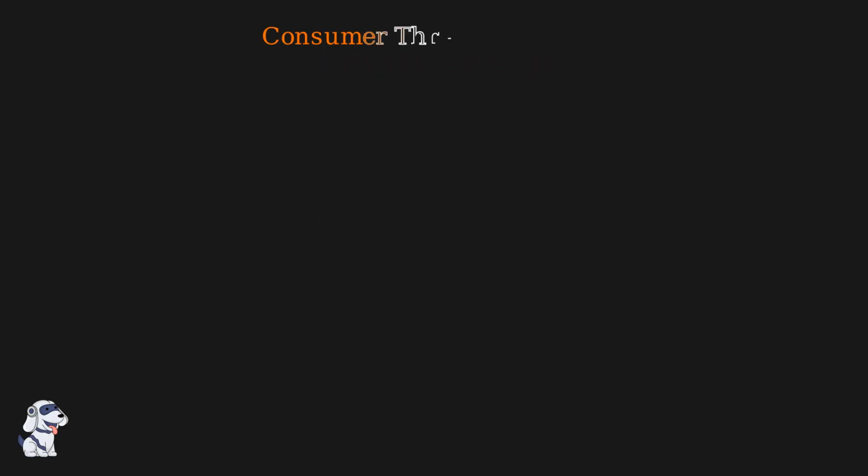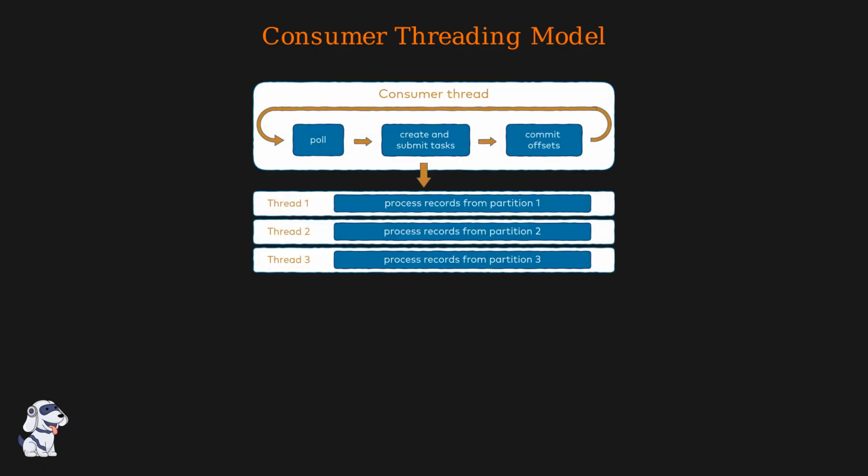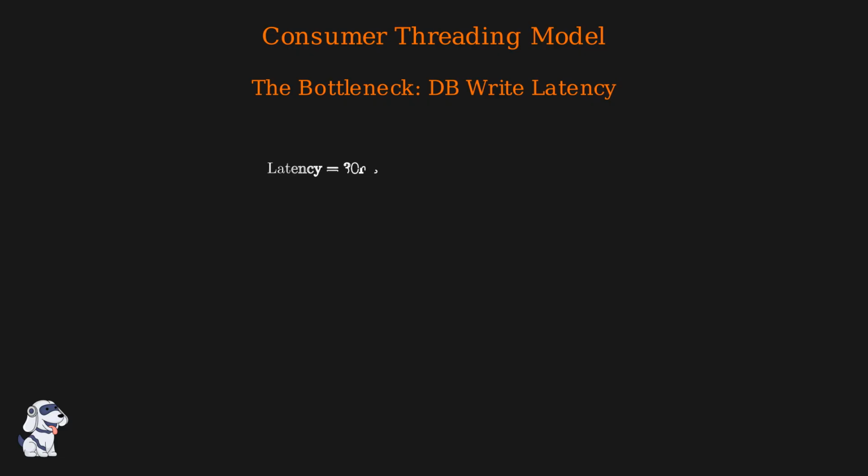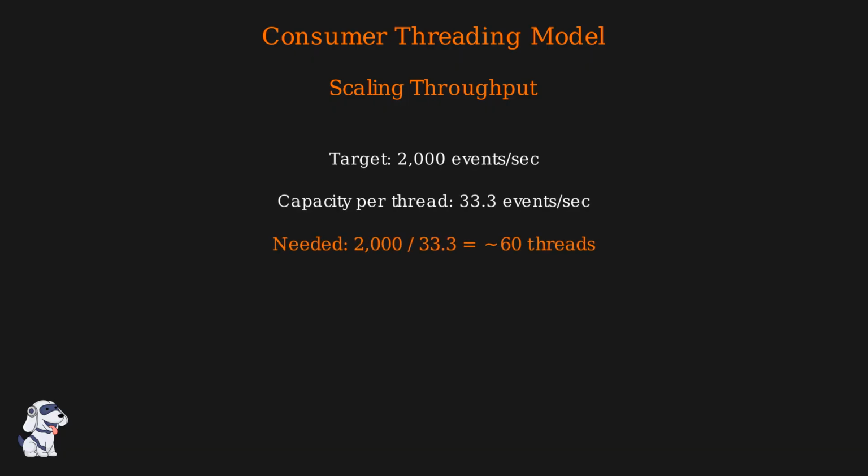A consumer isn't just one thread. Data ingestion involves pulling records, submitting them to a processing pool, and committing offsets. This loop is the foundation of our throughput. With a 30 millisecond database write latency, a single thread can only process 33 events per second. It becomes a major bottleneck. To hit a target of 2,000 events per second, we cannot rely on one thread. By distributing work across roughly 60 concurrent worker threads, we overcome the latency and achieve the required scale.